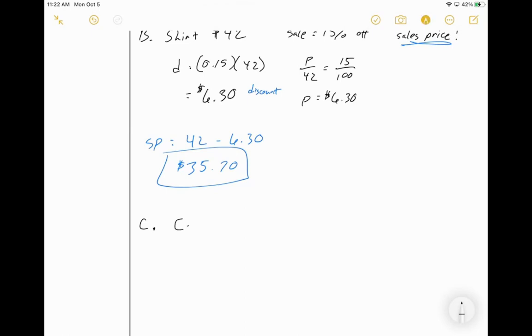Let's say you want to buy a new computer, new laptop, and that new laptop costs you $455. But you're in luck. It's Black Friday, so there's a 20% sale. Can you tell me what the sales price is, please? Go ahead. How much will you have to pay? Go ahead and do it, and then put it in the chat once you think you got it.